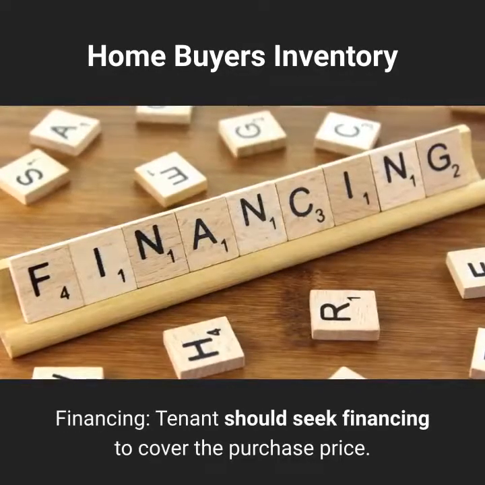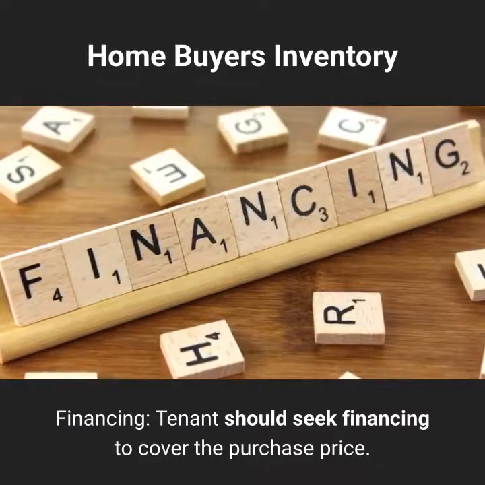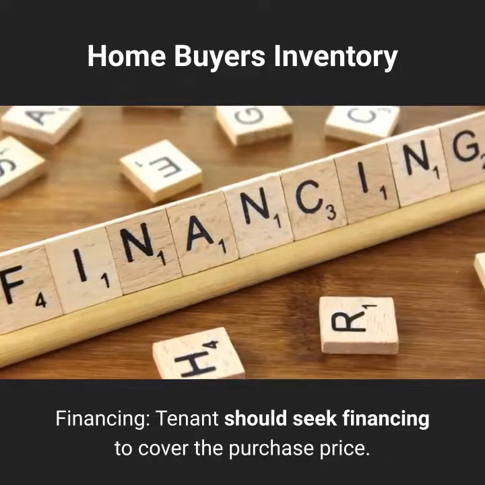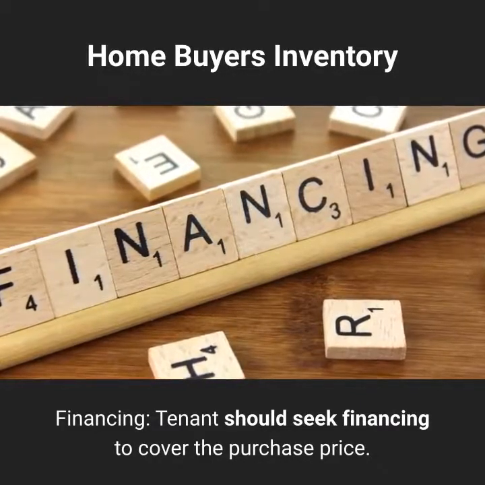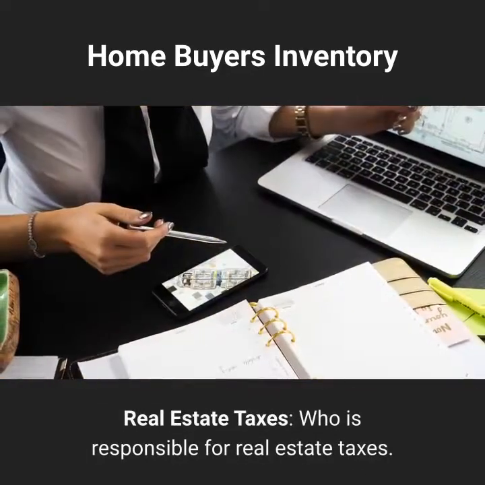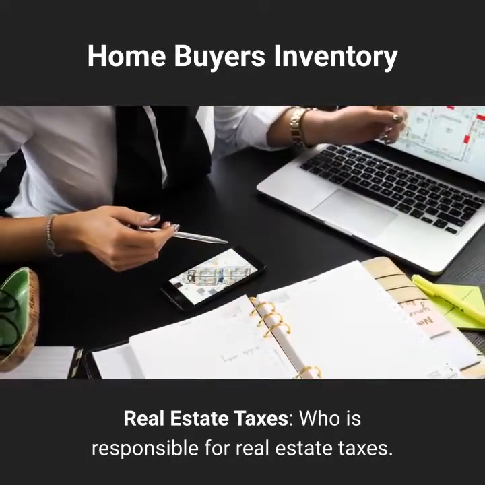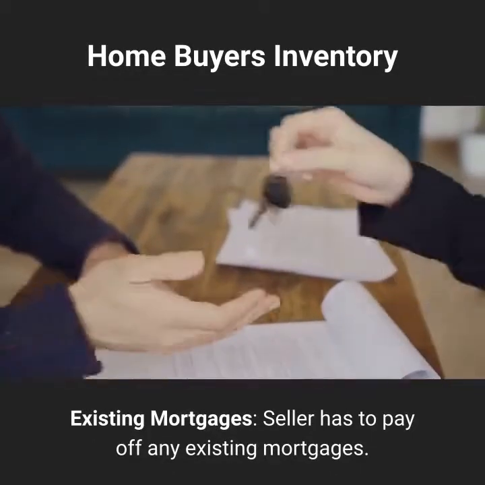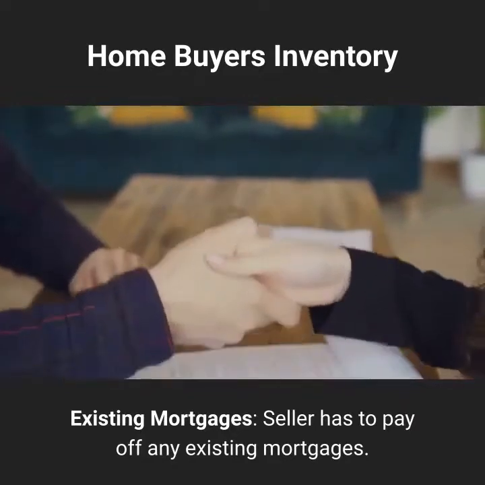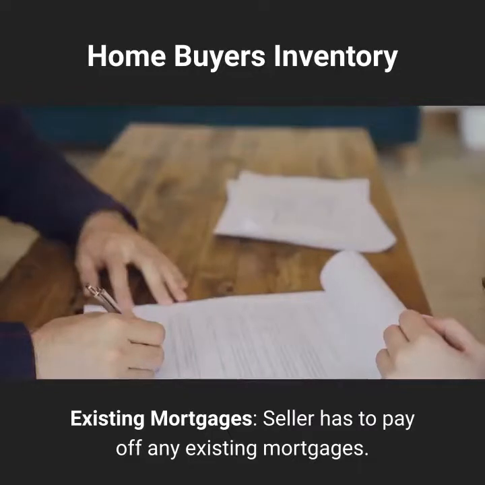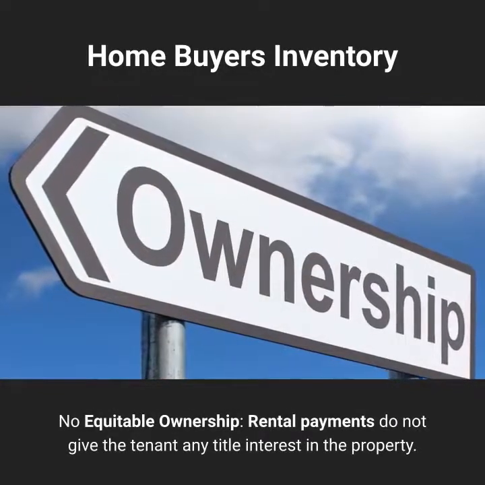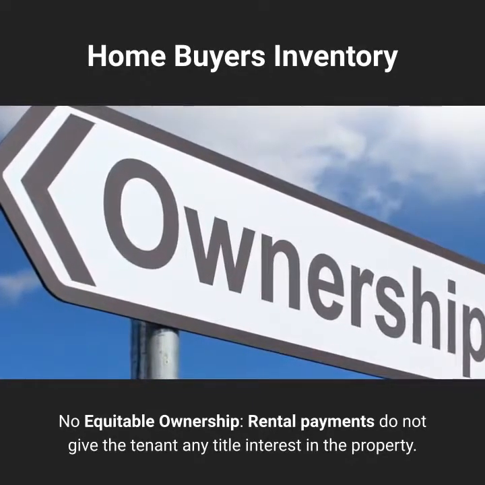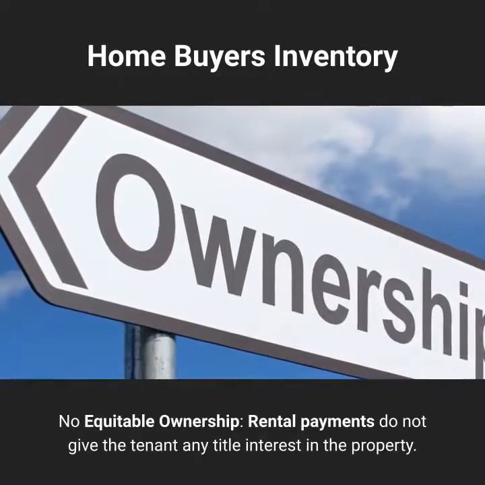On your financing, you should seek financing to cover the purchase price of the home. In any closing, not just a rent-to-own, when you go to execute your option after the length of the term, you have real estate taxes. So it talks about who's responsible for those real estate taxes when you actually purchase the home. It talks about any existing mortgages. The seller has to pay off any existing mortgages before or when you buy the house. That's how you get a free and clear title. It does discuss no equitable ownership, so your rental payments do not give you any title interest in the property at all.